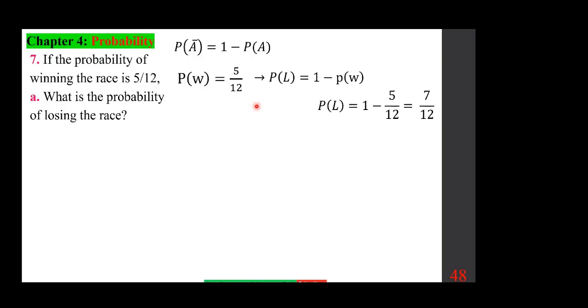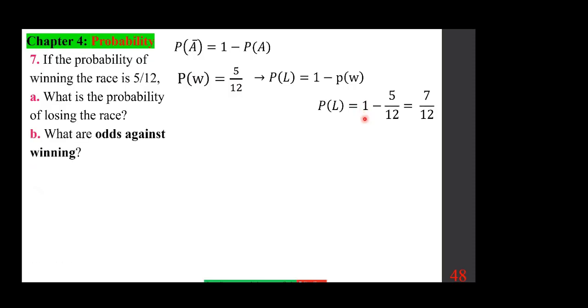If the probability of winning the race is 5 out of 12, what is the probability of losing? We are looking at complementary event probability. P of A complement, or A naught, or A bar, is 1 minus P of A by definition. So if the probability of W, standing for winning, is 5/12, then the probability of losing is 1 minus that, and we end up with 7/12. I hope everybody's comfortable with fractions because 1 is 12/12.